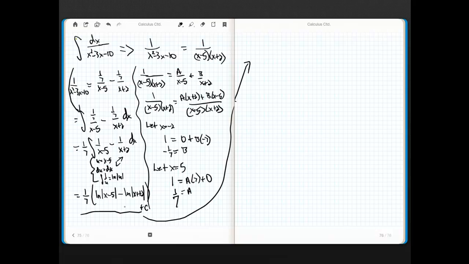You just got to remember your algebra 2. Remember your laws of logarithms? This can be written as 1/7 times... Remember, the difference in natural logarithms is the natural log of a quotient. So I can actually rewrite this as the natural log of the absolute value of x minus 5 over x plus 2. I told you you were going to need this again. Plus c.